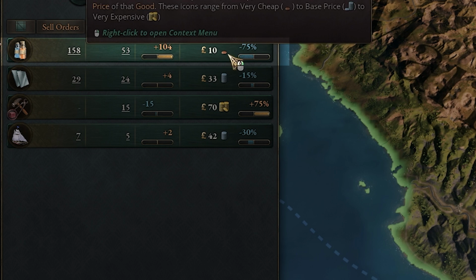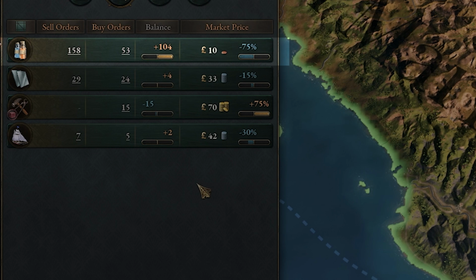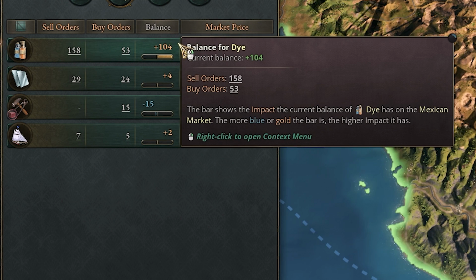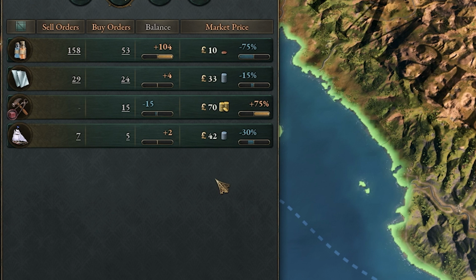Dye is actually really cheap. It's the lowest it possibly can be, so it's definitely way below base price. That's why they're taking advantage of it and importing what they can. So we have a balance of 104. One way we could get this price to go back up is to start exporting even more of this to maybe another country, and it'll make it a little bit more competitive.